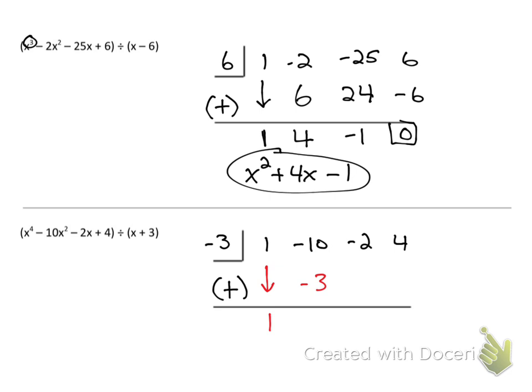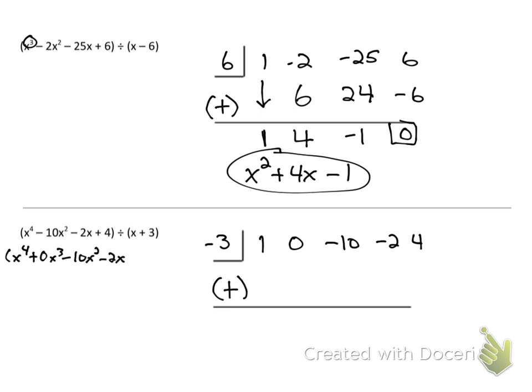Oh, I messed up. Don't you have to put a 0 in? We do. Lo siento. All right, so we'll have 1, 0, negative 10, negative 2, 4, because this needs to be x to the 4th plus 0x cubed minus 10x squared minus 2x plus 4 for that to work. Okay?